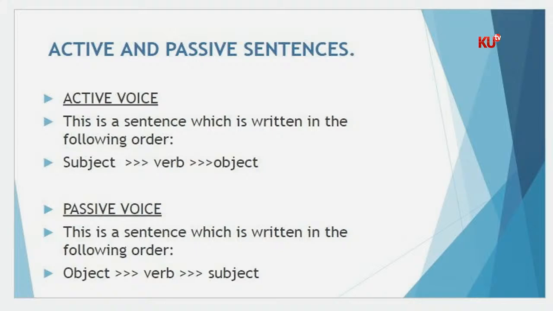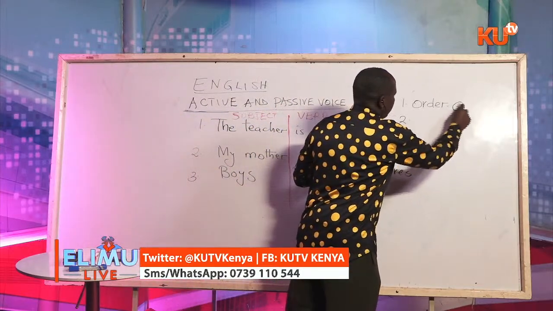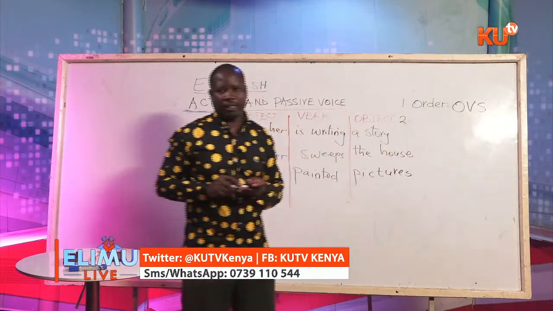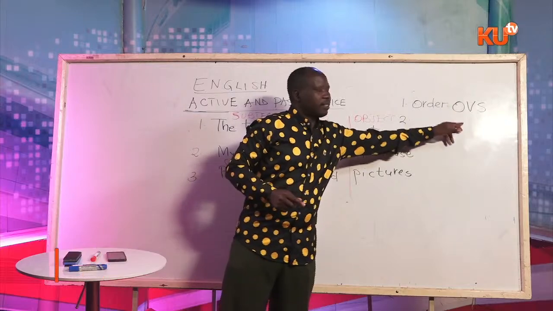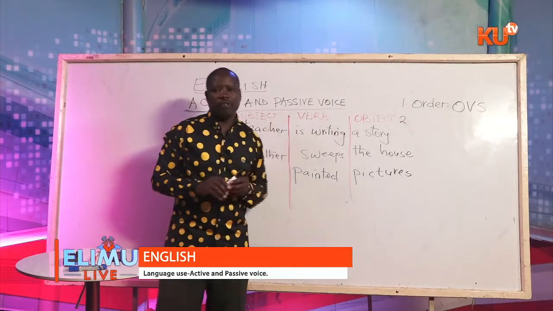We can check on the screen as we see the order. An active sentence is a sentence which is written with the order subject, followed by verb, and finally object. Then under passive voice, as I said, the order should be object, followed by verb, then subject. So once we know the order, then we are good to go. So the order, we start with object, then verb, then subject. That's the first rule.